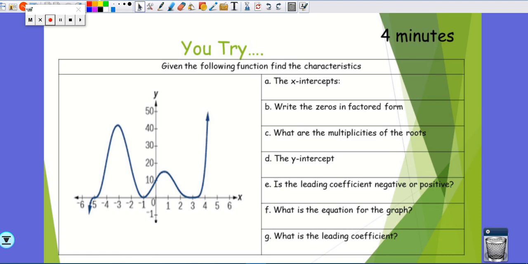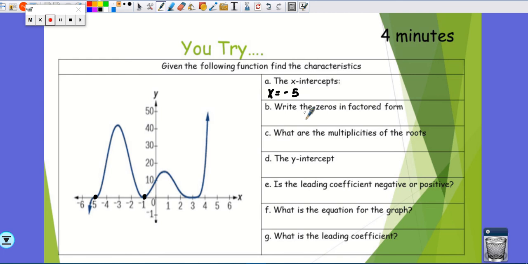So it says given the following function, find the characteristics. It's asking you to find first the x-intercepts. And x-intercepts are nothing more than zeros, roots, or solutions. And x-intercepts is where the graph crosses the x-axis. So I'm going to go here. There's an x-intercept right here at -5. So I'm going to say x equals -5.